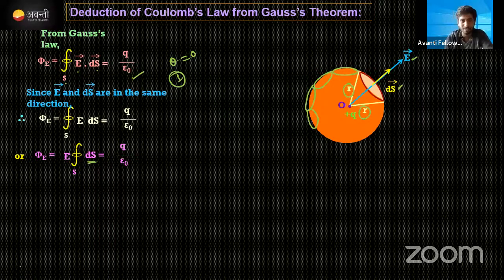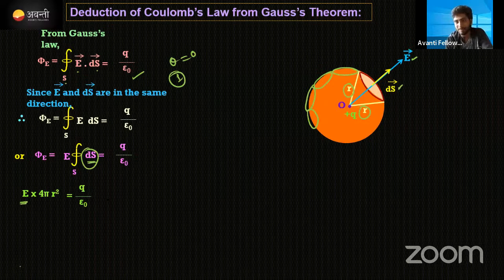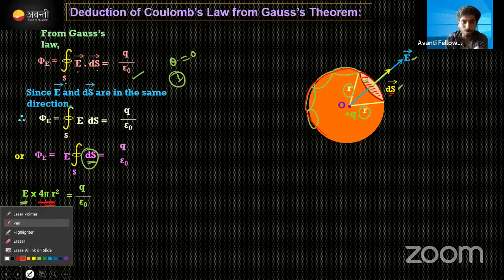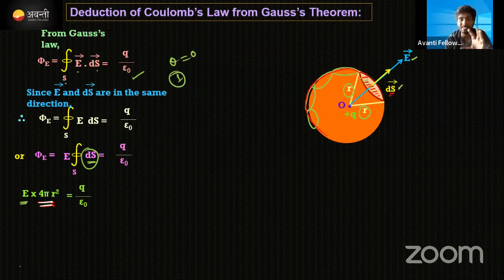Okay, look here again, I wrote the E value, and ds. If you are going to integrate the ds, this is a small area, a small area which we are taking here. If I integrate all the areas, what is the area of the sphere? It is nothing but 4 pi r square. Write the area of the sphere as 4 pi r square. Then E times 4 pi r square is equal to q by epsilon naught.